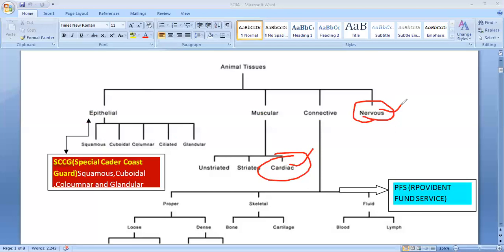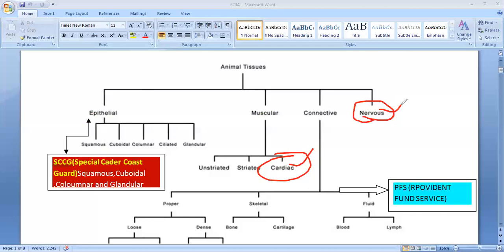So first, the neuron cell is elongated, the longest in our body. A neuron cell can be up to 90 or 100 centimeters, which means 1 meter in length, found in our body. So the neuron cell is considered the longest cell in our body.